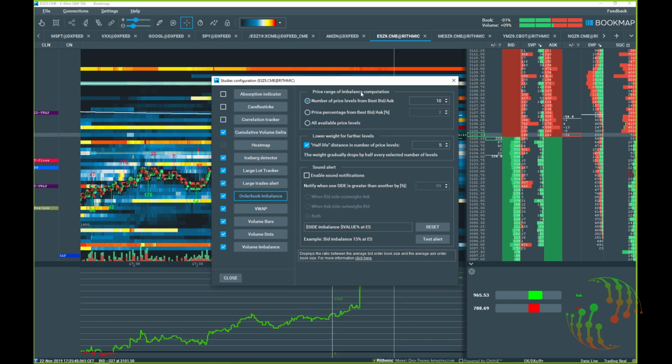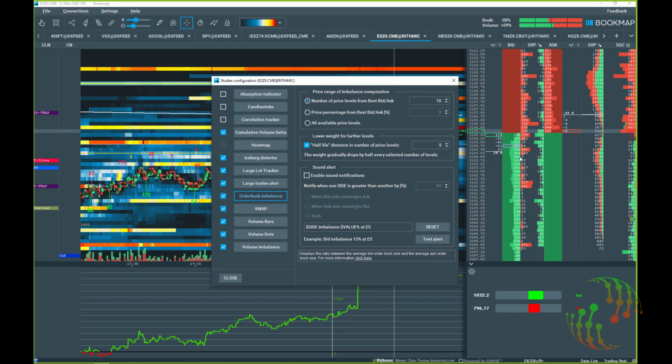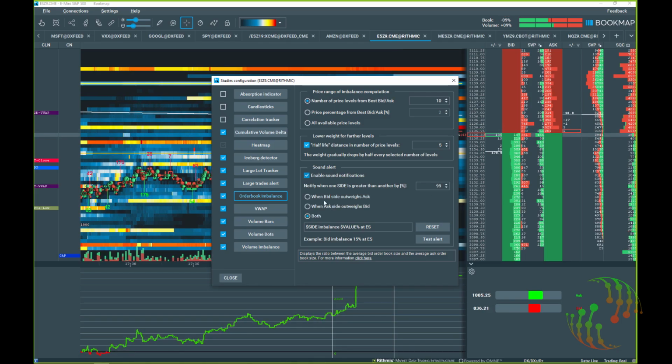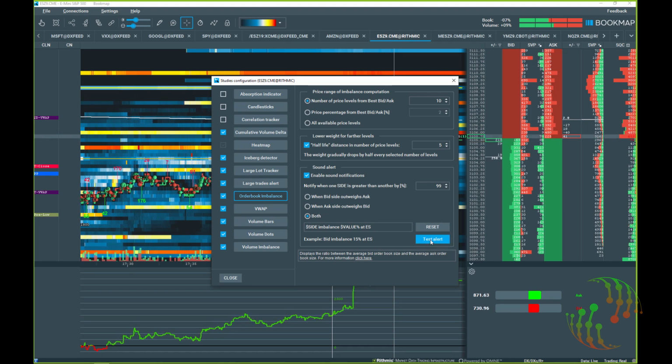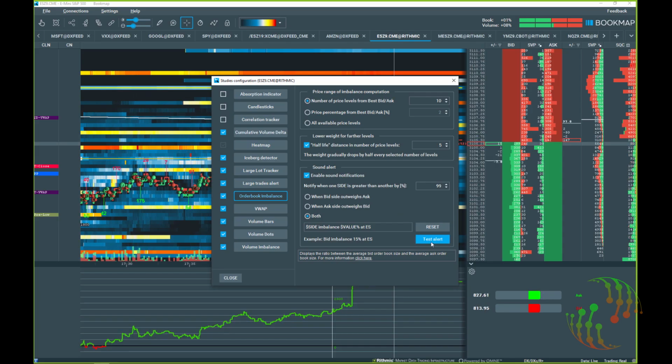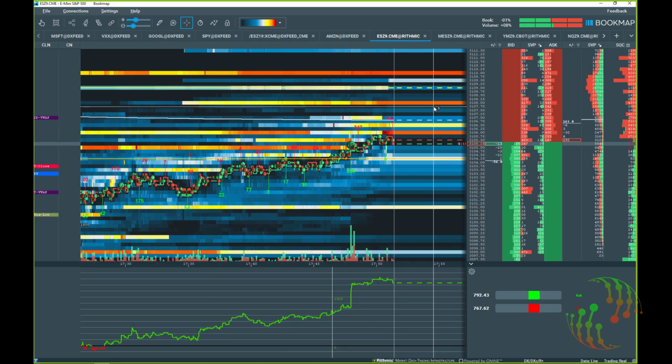So the price range of imbalance computation is the first 10. That means I'm looking at the last 10 price levels, weighting the last 5 levels more than the remaining levels. And I can also enable the sound. When the imbalance is bigger than 99% on either the ask or the bid side, for example a bid imbalance of 15%, then I get an alert.